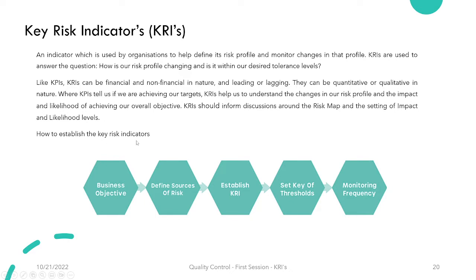How to establish the key risk indicators? First of all, we need to understand how to establish proper KRIs. First, we have to define our business objectives, and after that, we have to define the sources of the risks. After that, we establish our KRIs, our key risk indicators, then set the key thresholds, then the monitoring frequency. We're going to talk about this separately in our examples that we're going to see after the session on identifying the risk indicators, the indicator set that we have.